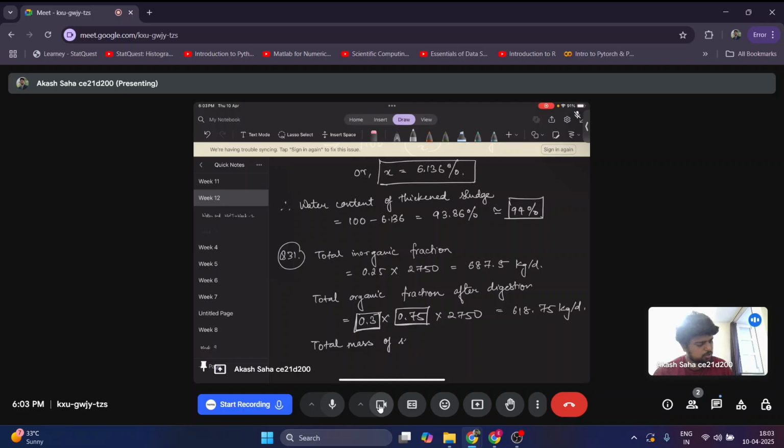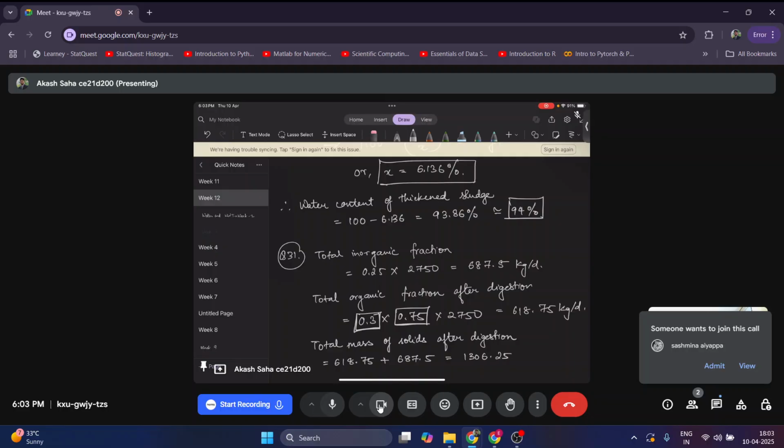Okay. So total mass of solids after digestion is equal to 618.75 plus 687.5. So this will be equal to 1306.25 kg per day.